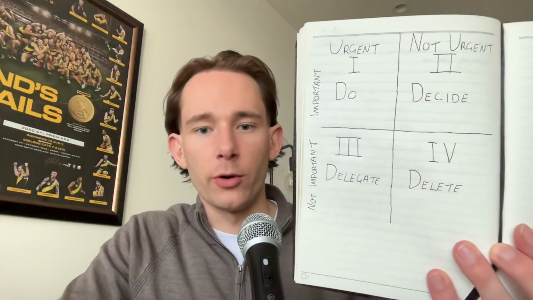Similarly, with quadrant 4, tasks that are not important and not urgent, we should just be deleting those wherever possible. If they're not important and not urgent, just get rid of them. But the key thing with quadrant 2 activities is that these are the ones which are so easy to put off. We never get them done.